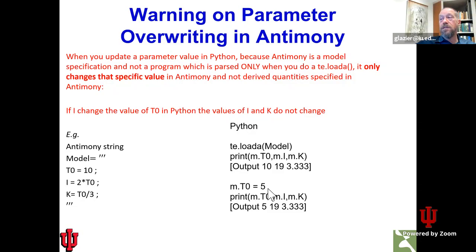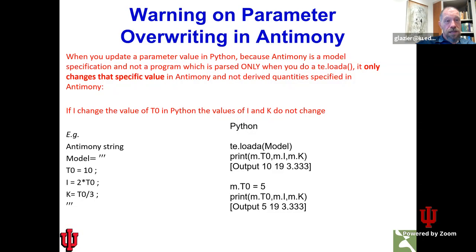And now suppose I overwrite T0. So I set m.T0 equals 5 in Python. You might naively expect that if I make T0 5, I should become 10 and K should become 5 over 3. It doesn't, because those commands are not re-executed. The Python doesn't change those commands. And so if I print this, I'll get 5, 20, 3.33. Is that clear?